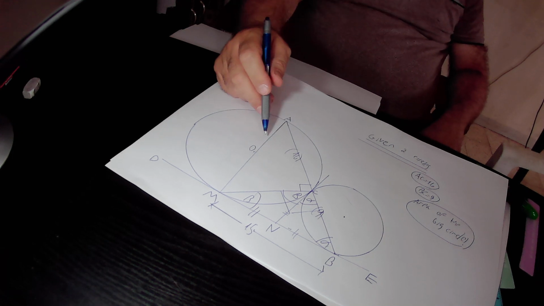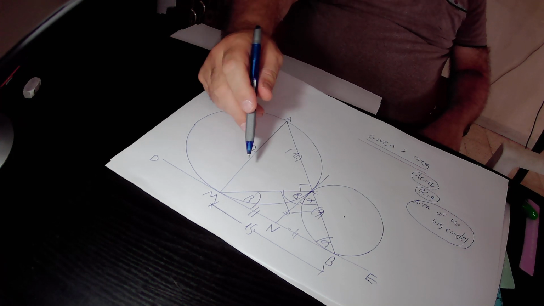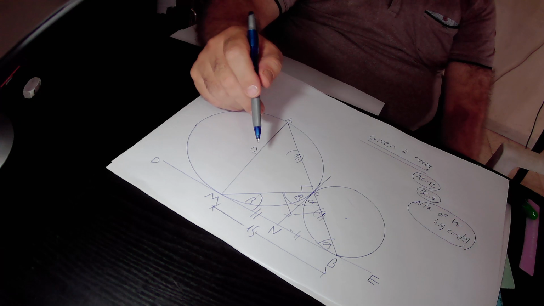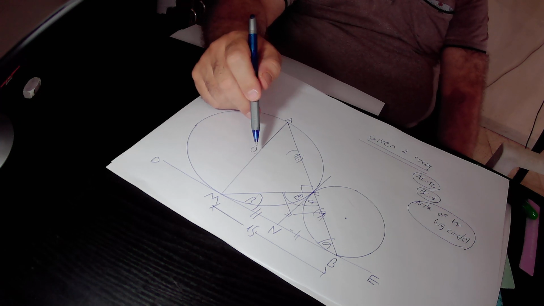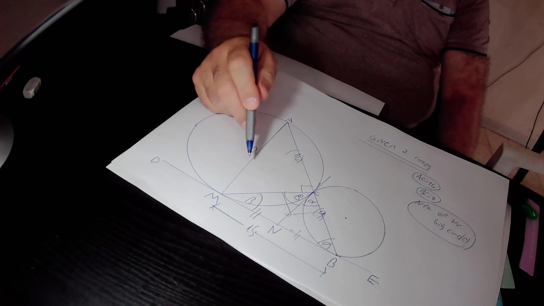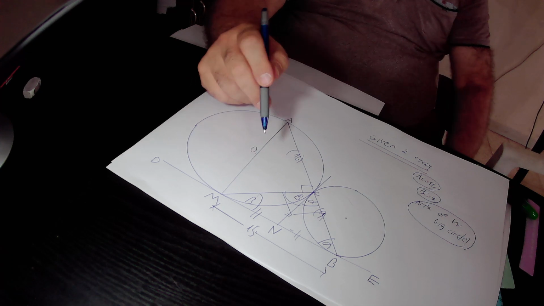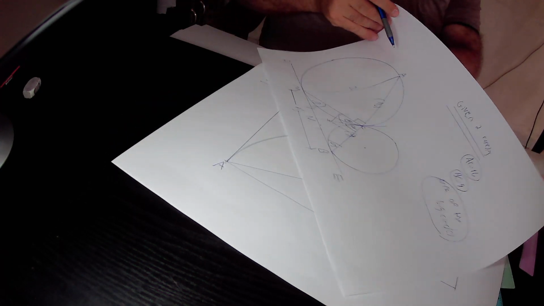So point O is the center of this circle, point M is the point of the circle itself, therefore OM is the radius of this circle. We define the radius of this big circle as R, so OM equals R.